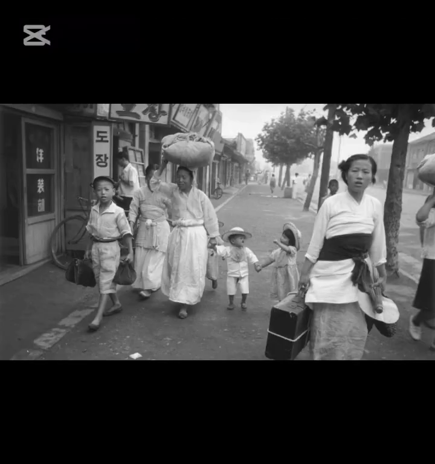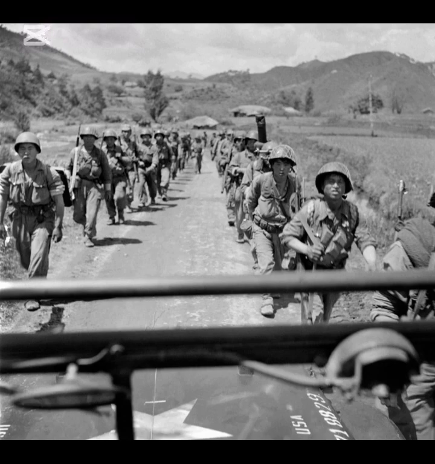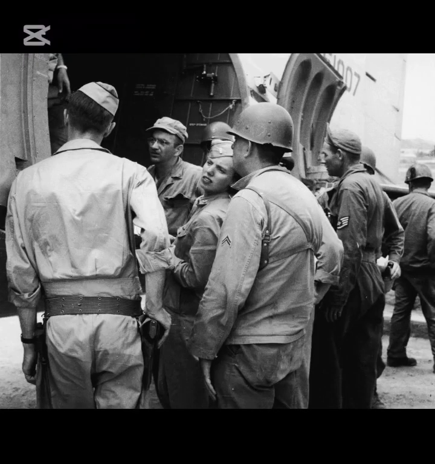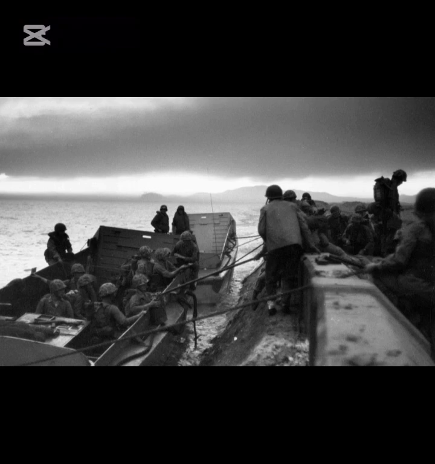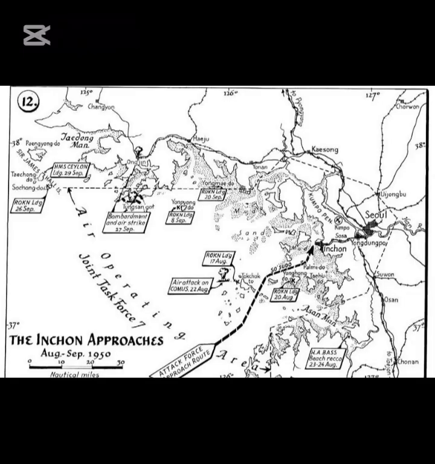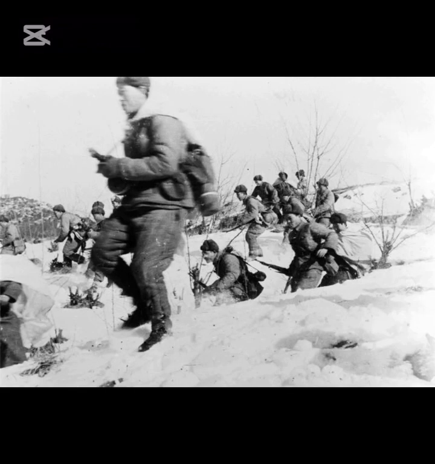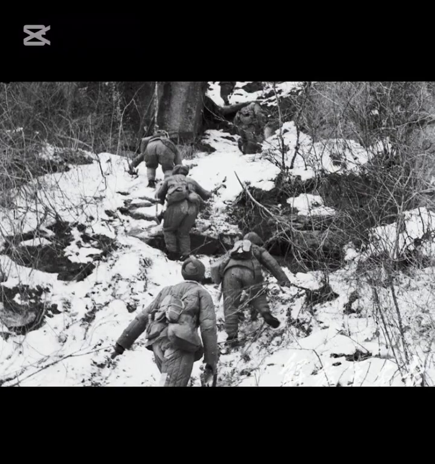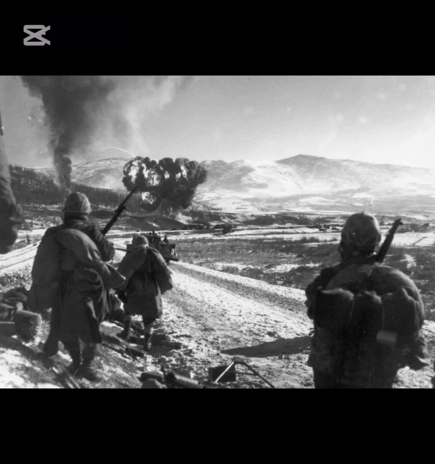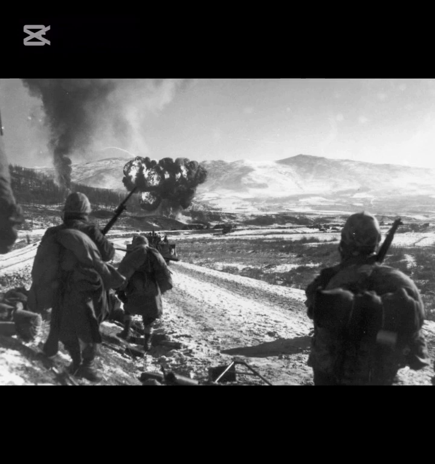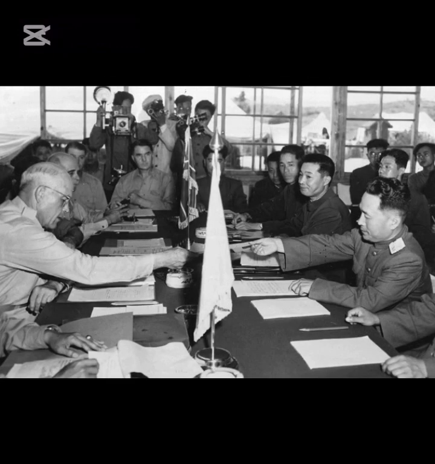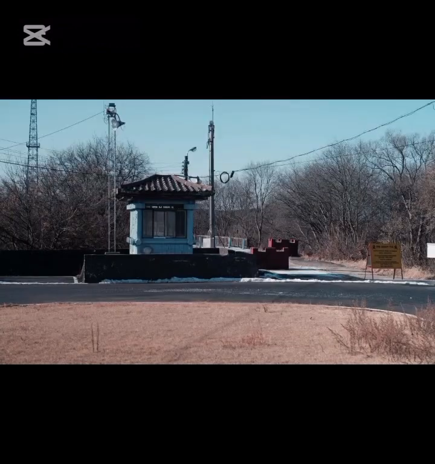Chapter 11. A bloody stalemate. After dramatic advances and retreats, neither side could achieve victory. The front lines stabilized near the original dividing line. The war became a brutal stalemate. Soldiers fought over hills, trenches, and defensive positions. Some battles lasted weeks, others lasted months. Thousands of lives were lost for small pieces of territory. The conflict increasingly resembled the trench warfare of World War I. Despite enormous sacrifices, the front line barely moved.